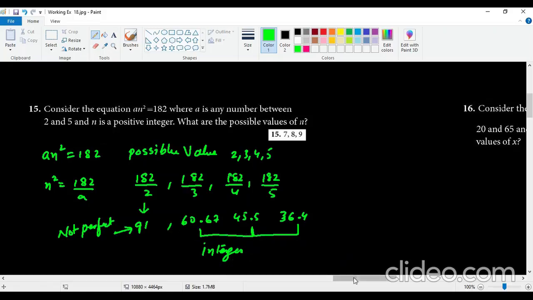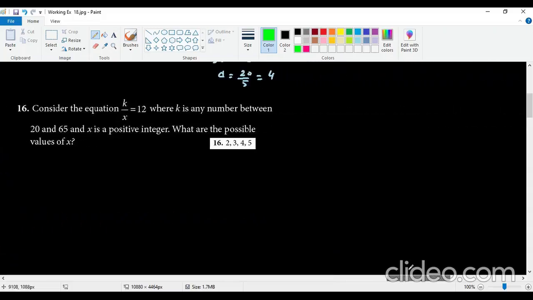Now comes the next question, which is question number 16. Consider the equation k over x equals 12, where k is any number between 20 and 65. So what we'll do is use the value of x. k over x equals 12. So that means the constant value k is going to be 12x. Here, suitable values of k are between 20 and 65.